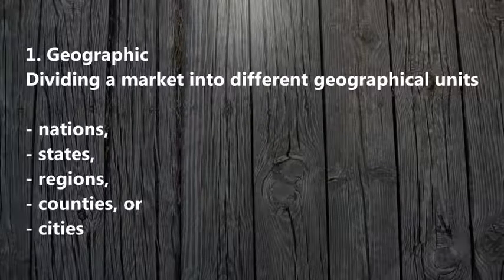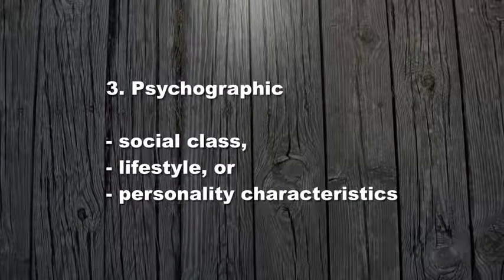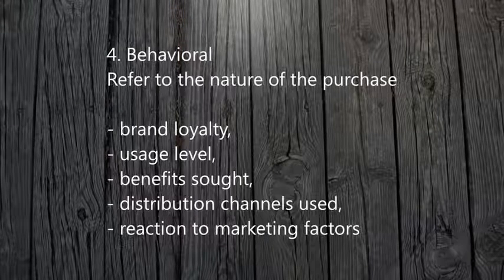Firstly, geographic. Dividing a market into different geographical units, such as nations, states, regions, counties, or cities. Secondly, demographic. Breakdown by any combination of age, gender, income, education, ethnicity, marital status, household or business size, length of residence, type of residence, or even profession, occupation. Thirdly, psychographic. Dividing a market into different segments based on social class, lifestyle, or personality characteristics. Lastly, behavioral. Refers to the nature of the purchase, brand loyalty, usage level, benefits sought, distribution channels used, reaction to marketing factors. Oh, I see.